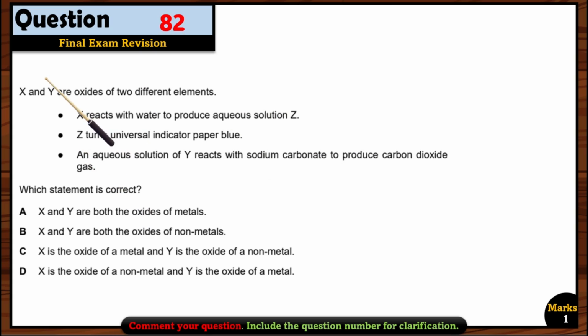Let's see now for this one. We already know X is a metal and it has a basic oxide. Now for Y: an aqueous solution of Y reacts with sodium carbonate to produce carbon dioxide gas. Whenever acids react with carbonates, they produce carbon dioxide gas. So the solution of Y is acidic in nature. It means Y is an acidic oxide and Y is a non-metal, because non-metals form acidic oxides. So X is the oxide of a non-metal? That's wrong. X is the oxide of a metal. Yes, that's right. X is the oxide of the metal and Y is the oxide of a non-metal. So option C is right.